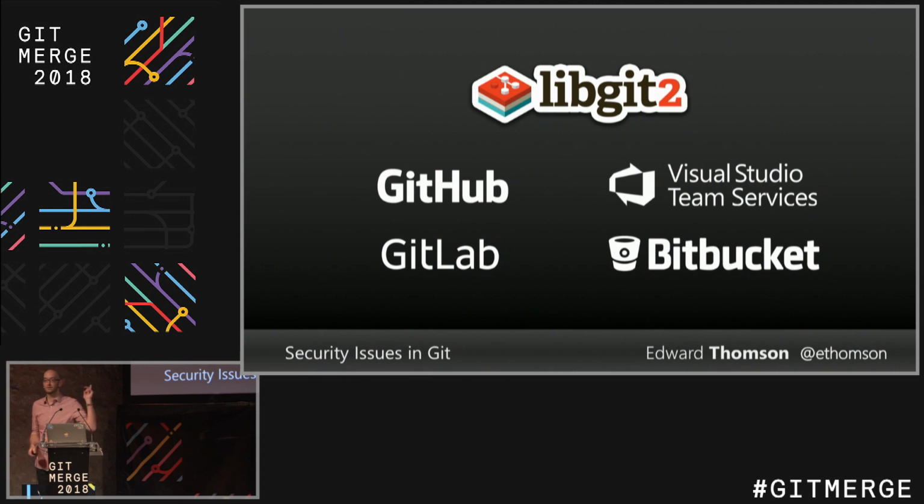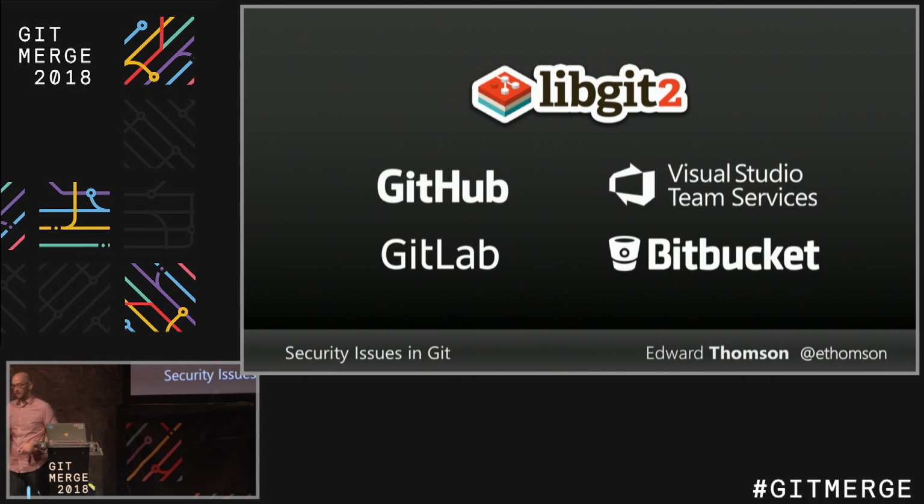Bitbucket doesn't actually use us to complete pull requests. I'm going to have a conversation. I want to fix that, hopefully this week. But because everybody who hosts Git repositories, at least at scale, uses libgit2, it's very important for us to take security seriously, right?